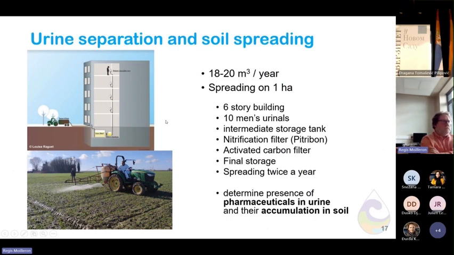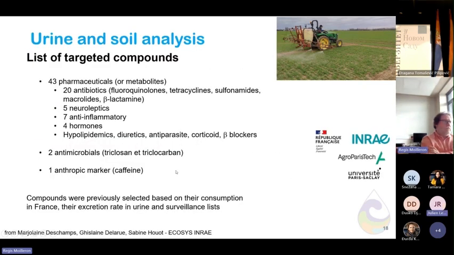We also talked about urine separation. We showed you before this project that we have on urine separation and spreading of urine on soils for agriculture. It's urine collected in a building, and we want to determine the pharmaceuticals present in urine and also their accumulation in soils. This is a collaboration with another lab. So we are able to analyze them in our lab, but we also analyzed different molecules with this collaboration. They analyzed around 40 pharmaceuticals, some antimicrobials, and caffeine.